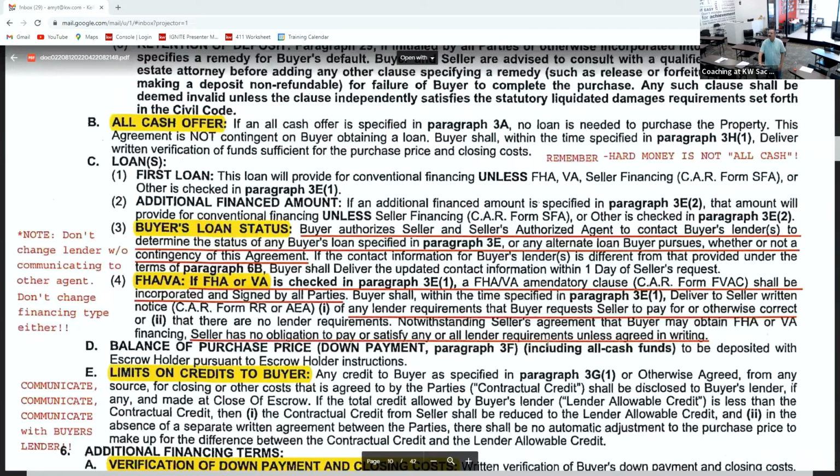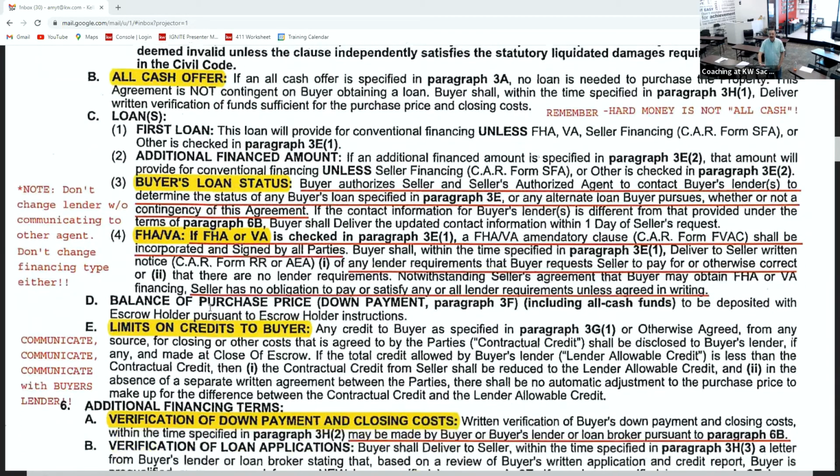there's a clause, it's elsewhere in the contract, I guess, but it basically says that even though the buyer may agree to pay more than the appraised price if it doesn't appraise, that clause, if you insert it into the contract, is void on its face if it's an FHA or VA loan. You cannot contract out of the requirement that the buyer not be required to pay more than the appraised value. So just know that.